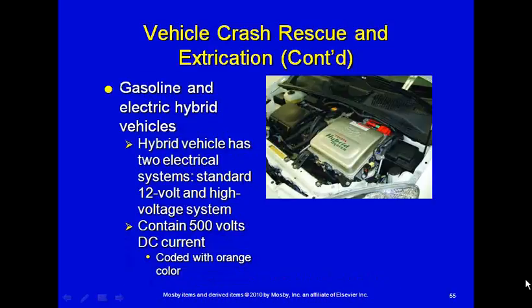Gasoline and electrical hybrid vehicles. Hybrid vehicles have two electrical systems. They've got a standard 12-volt system, and then they may contain a high voltage system as well, which may contain 500 volts of DC current, and it's typically coated with an orange color.